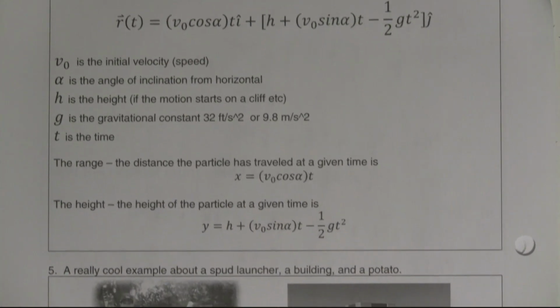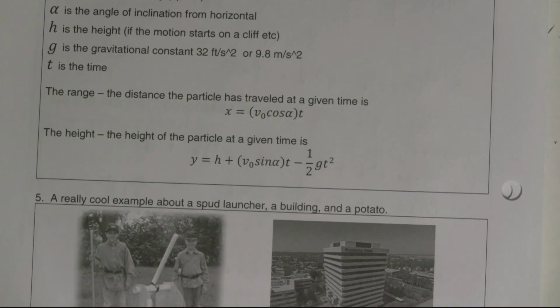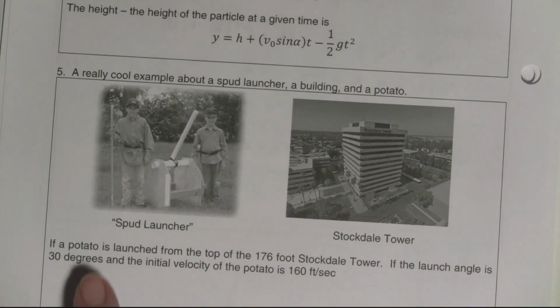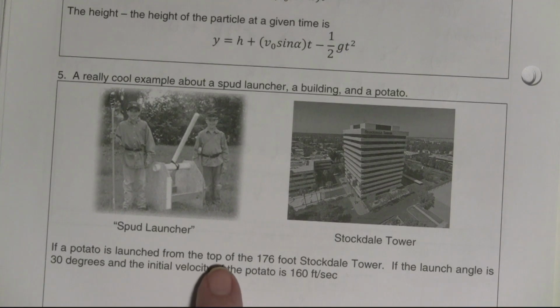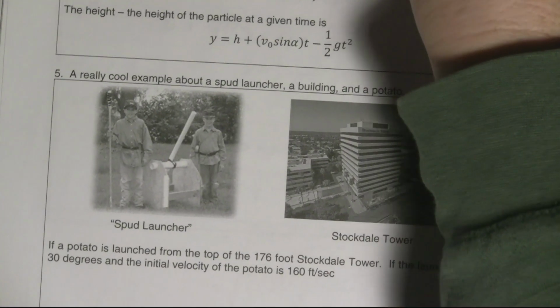So, and then I tell you, this is a really cool example about a spud launcher, a building, and a potato. And so if a potato is launched from the top of the 176 foot Stockdale tower, if the launch angle is 30 degrees and the initial velocity of the potato is 160 feet per second. And so now that's all the information that we need, right? Now we're going to start answering the questions over here.